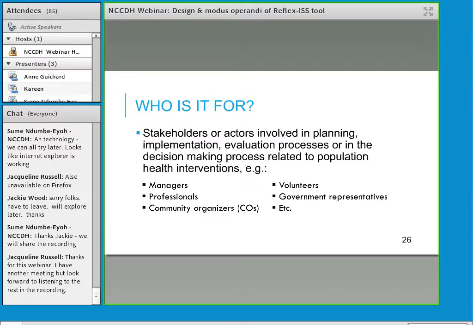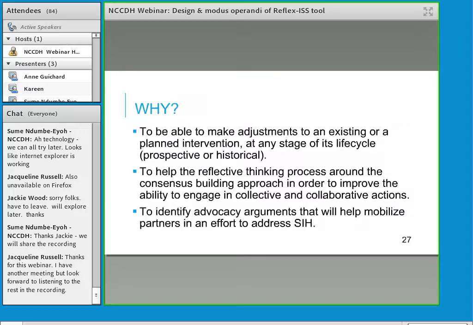Next slide. The tool is for a variety of stakeholders or actors involved in the planning, implementation, or evaluation of a population health promotion intervention. For example, managers, professionals, volunteers, government representatives. Next slide.